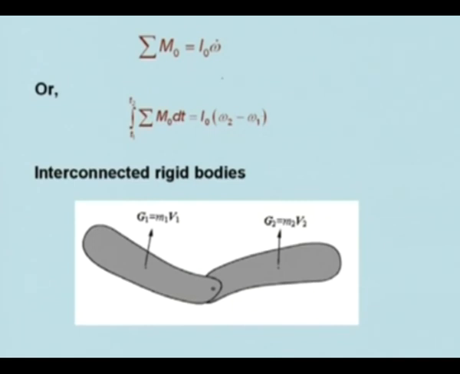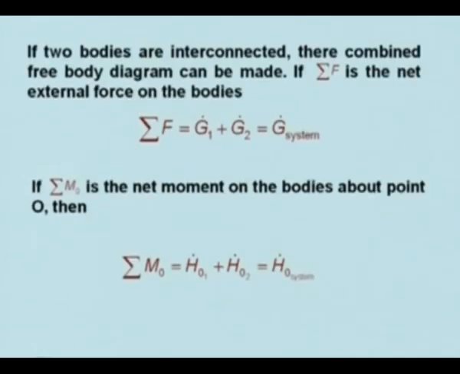Now we discuss interconnected rigid bodies. Suppose two bodies are interconnected, then the linear momentum of one body can be written as G1 is equal to m1 v1 and of another body G2 is equal to m2 v2. These may be the two links, and so if two bodies are interconnected, their combined free body diagram can be made.